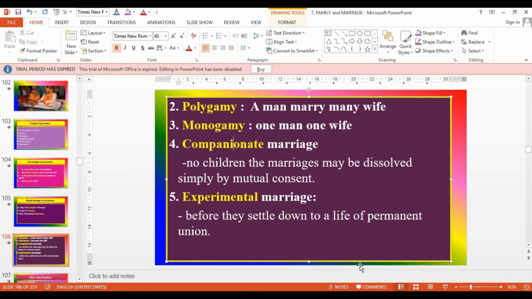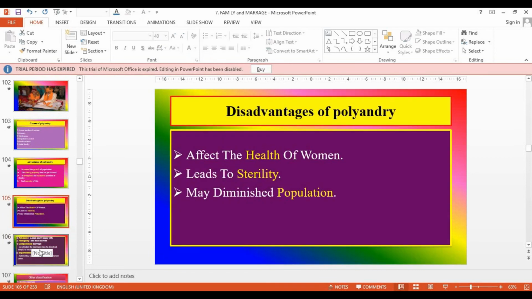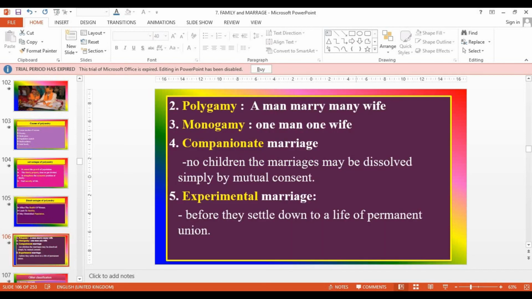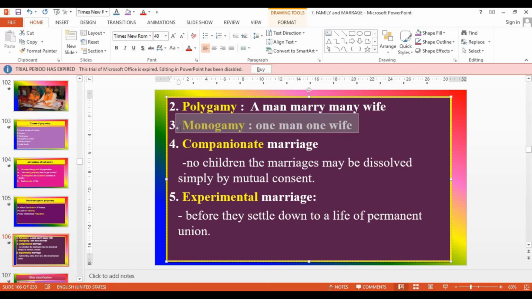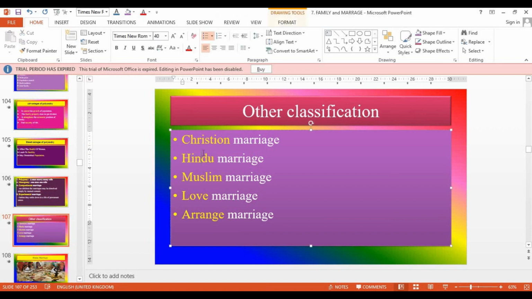It is mainly found in Western countries. In India, polygamy and polyandry exist, but all such marriages are prohibited; only monogamy is legally accepted. Then another classification is according to religion: Christian marriage, Hindu marriage, Muslim marriage. According to the pattern of marriage: love marriage and arranged marriage. So this is the modern classification.